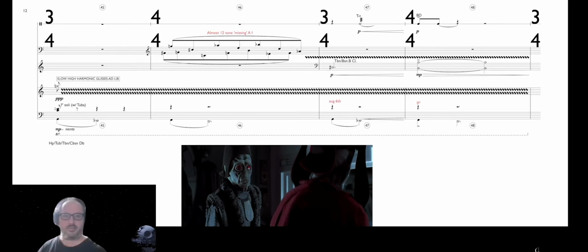Glad I wasn't sight reading this. Imagine trying to get that right first time. And then it is played ad lib. We've also got this very interesting slow high harmonic glisses on the violins, extremely high. And then we've got this dropped minor third.